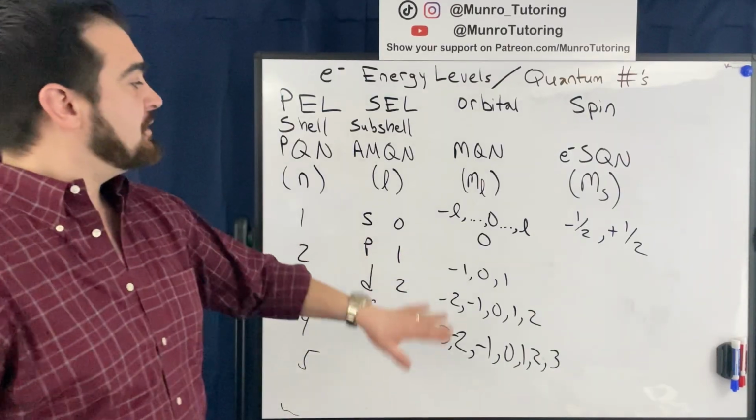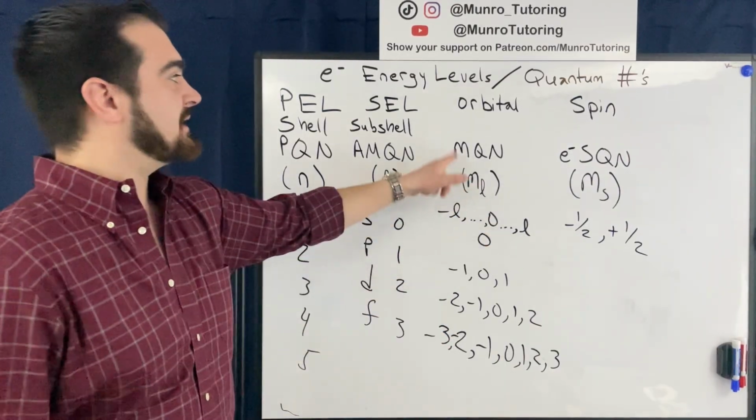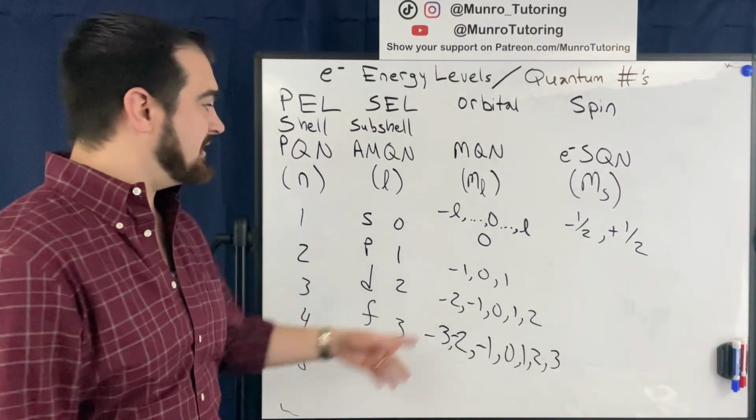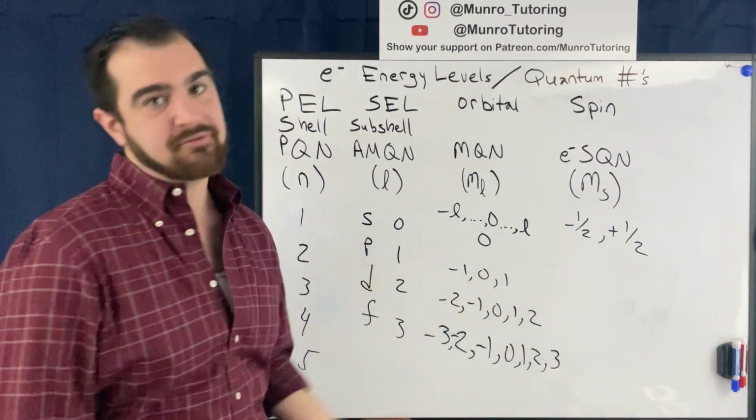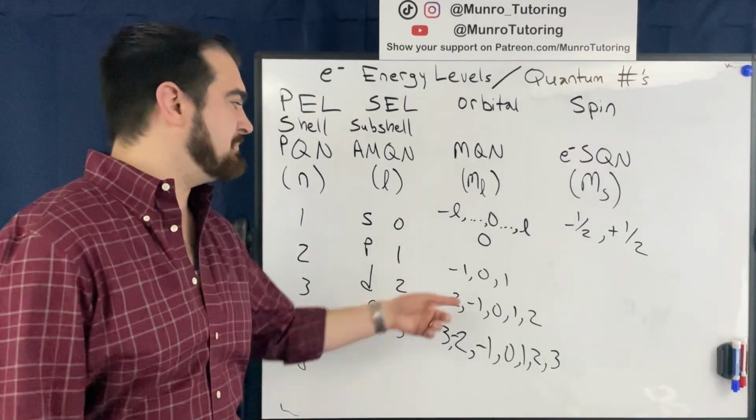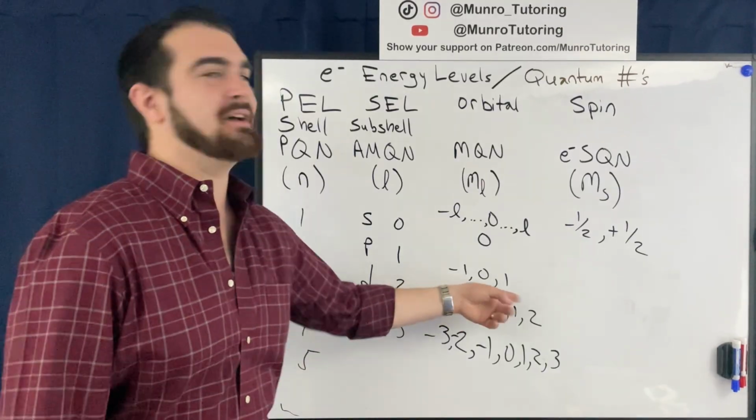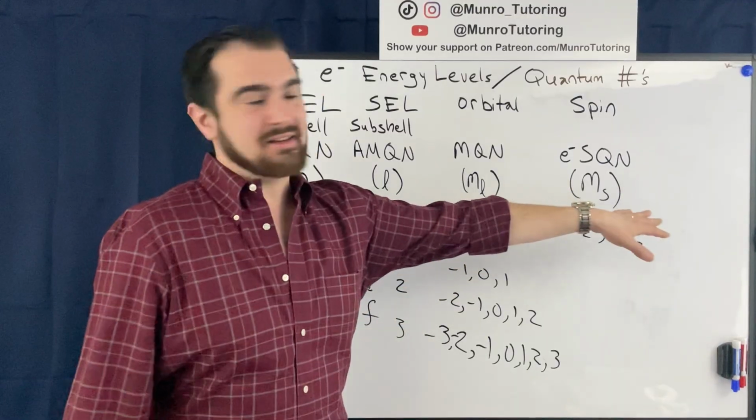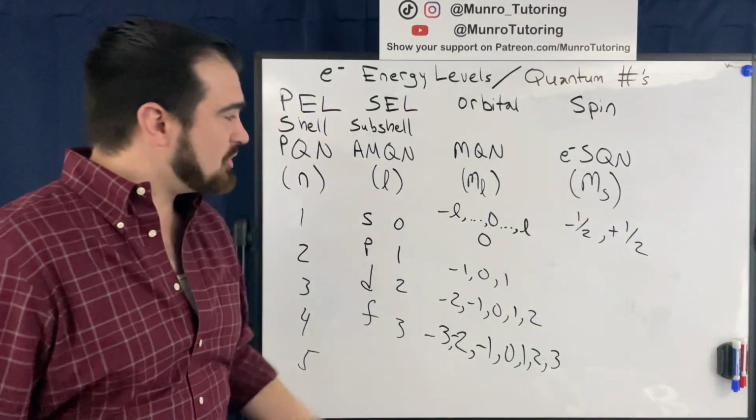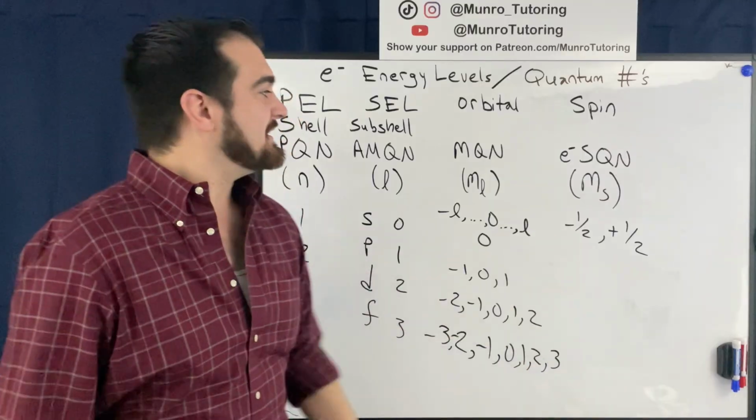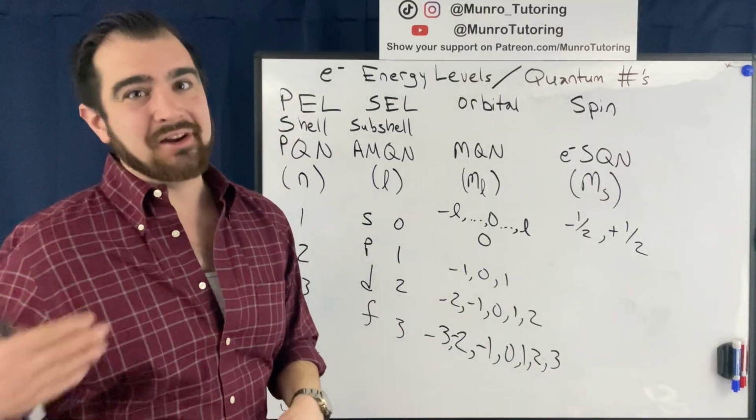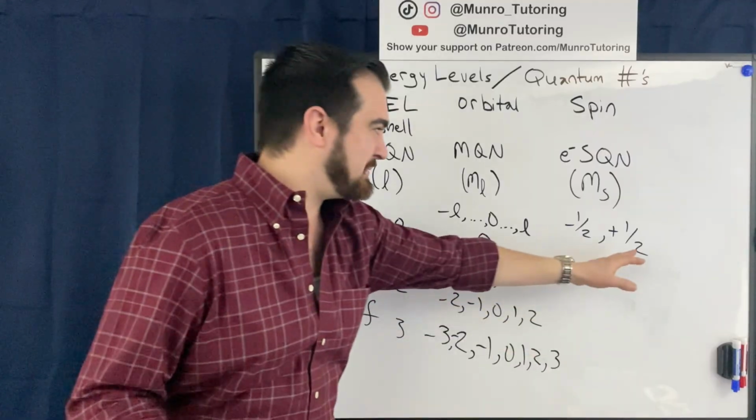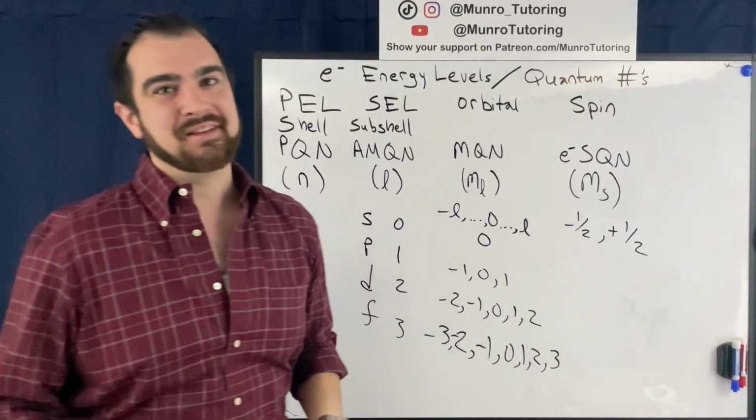And then the m sub l, or the magnetic quantum number, is which bedroom are you in? Are you in the first, second, or third bedroom? But we're going to call them bedroom -1, bedroom 0, bedroom 1. And then the spin quantum number is just saying, are you sleeping with your head towards the headboard or your feet towards the headboard, right? That's spin up and a down spin.